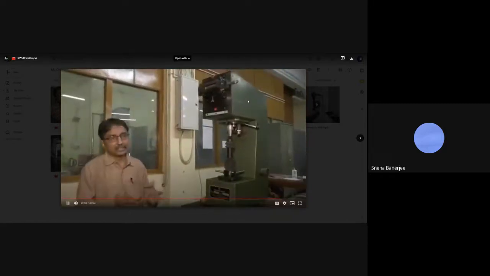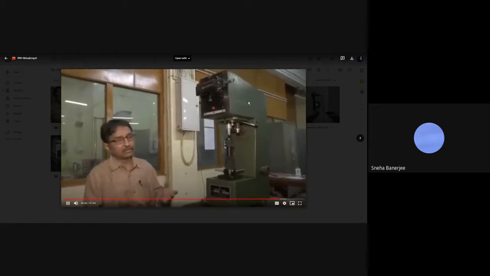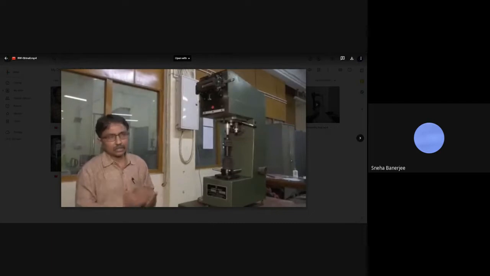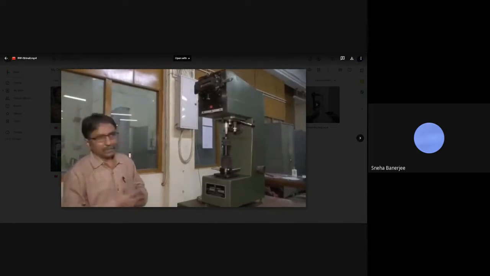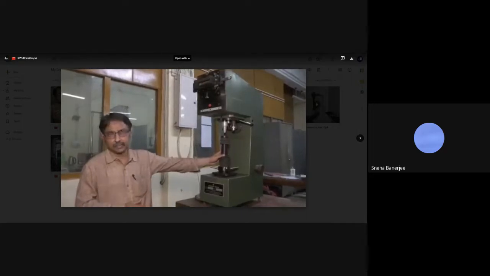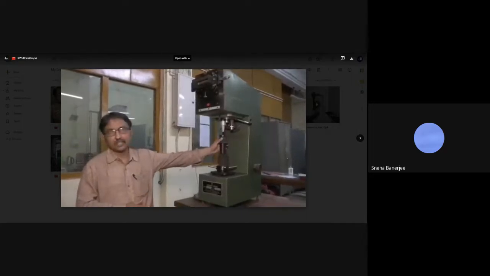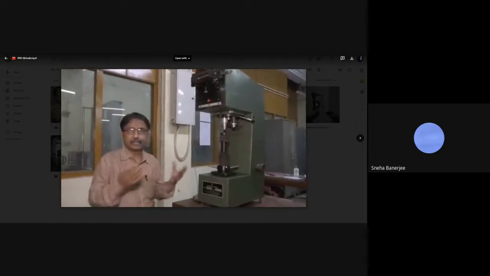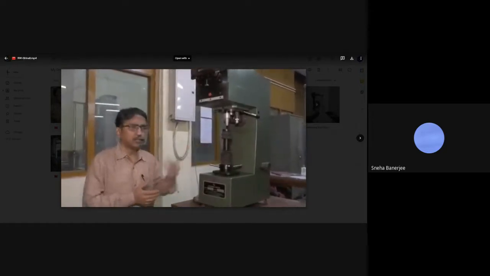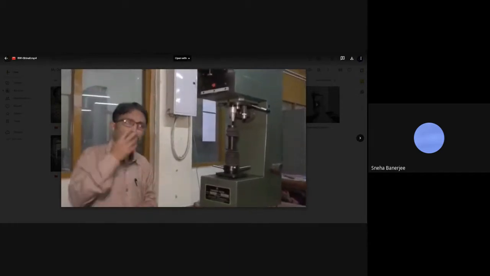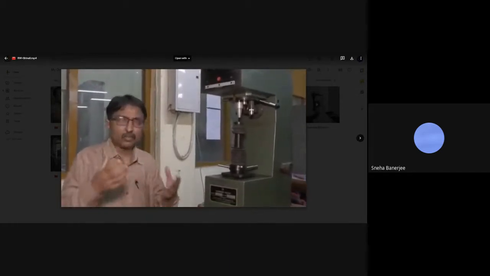Already we have discussed Rockwell hardness number and also the Brinell hardness number, the two machines that we are normally using. Apart from that, this is another type of machine. We call it a Vickers hardness machine, and I personally feel it is a little bit more universal in nature, in the sense that it can be used for different types of materials. We can go for small loads, we can go for higher loads.